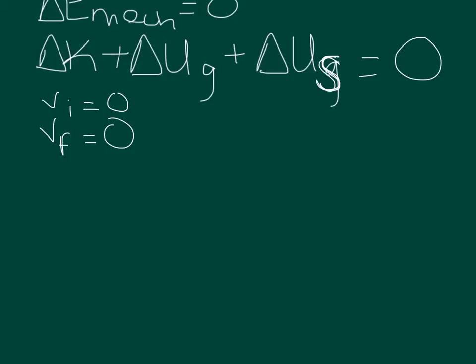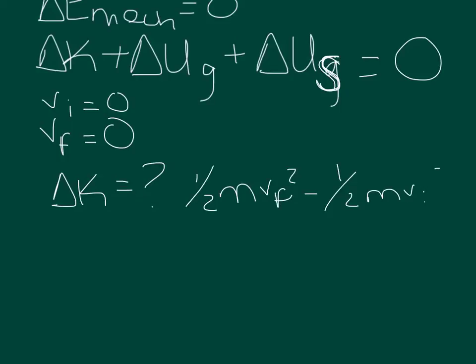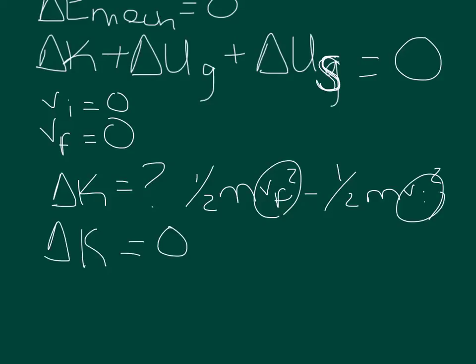So if my initial velocity and my final velocity are equal to 0, what's going to happen to delta K? Well, remember, that's 1/2 m v_final squared minus 1/2 m v_initial squared. And if the final is 0 and the initial is 0, then delta K is just equal to 0. So now the only things we have to worry about are the change in gravitational potential energy and the change in the elastic potential energy, and the sum of those two should equal 0. So let's calculate the change in gravitational potential energy first.